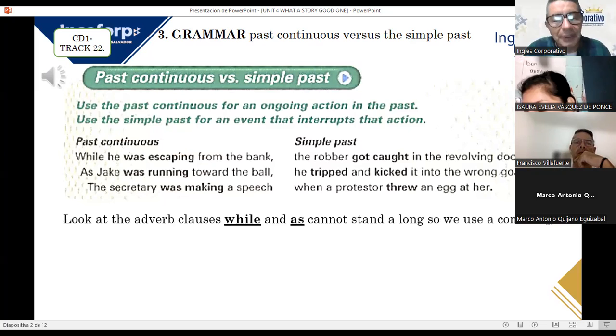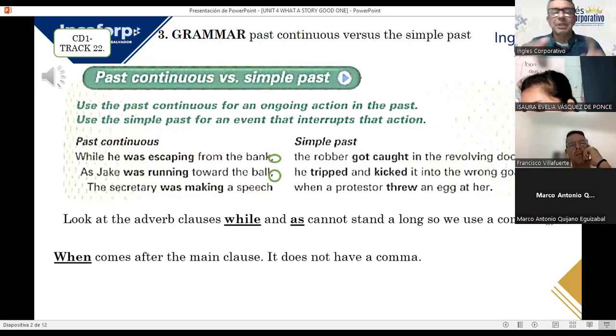So we're just going to go real quickly on this one. It says, look at the verb closest to while, okay, while or as. When we use while or as, we use a comma. But when we use when, there is no comma, because when goes between the two sentences, connecting the two sentences, making one idea. So I'm not going to go over that much. For example, it says the secretary was making a speech when a protester threw an egg at her, okay?